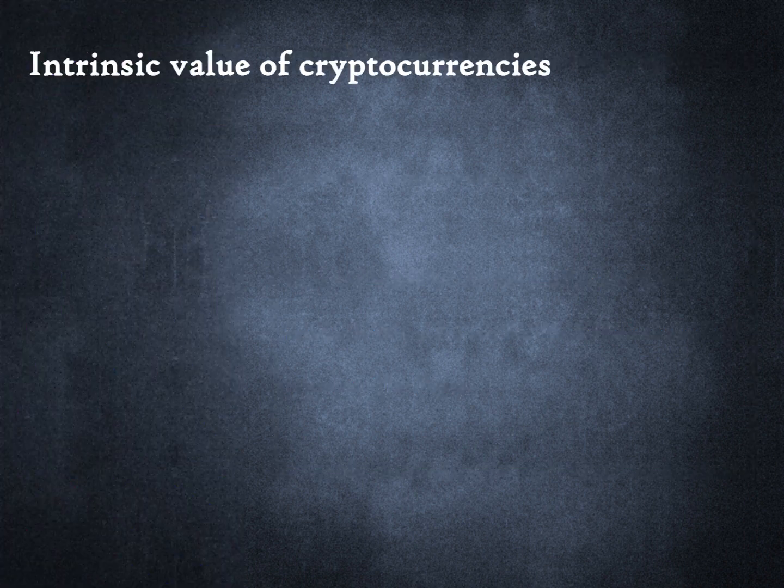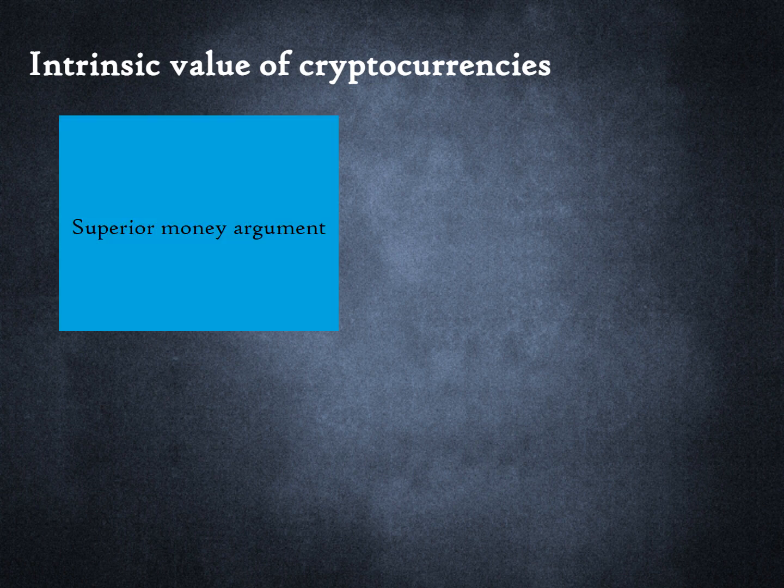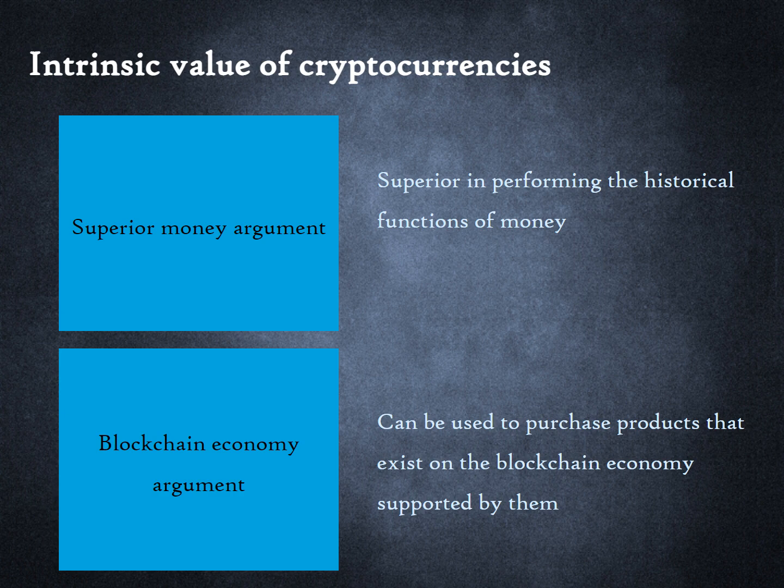We can now summarize the arguments offered by cryptocurrency proponents on why they have intrinsic value. First, cryptocurrencies are superior in performing the historical functions of money. As per proponents, just like email is the native communication medium of the internet, cryptocurrencies are the native payment method of the internet. Second, cryptocurrencies can be used to purchase products that exist on the blockchain economy supported by them.